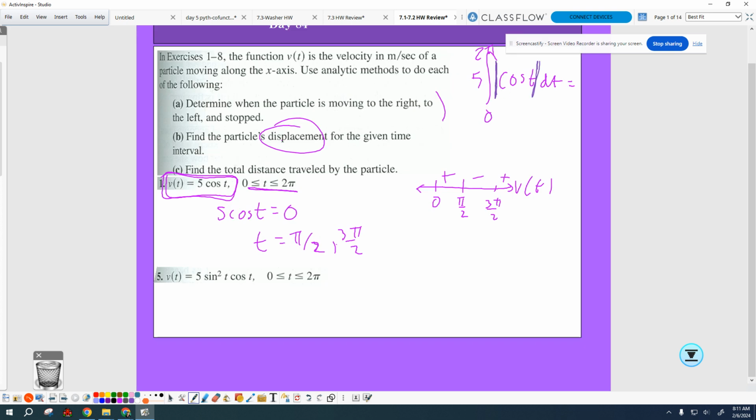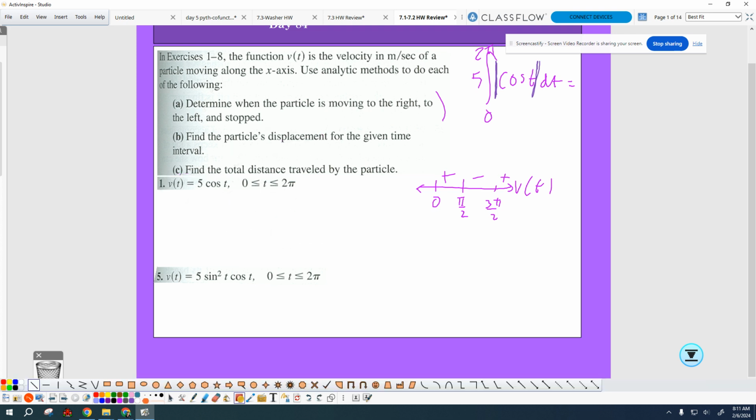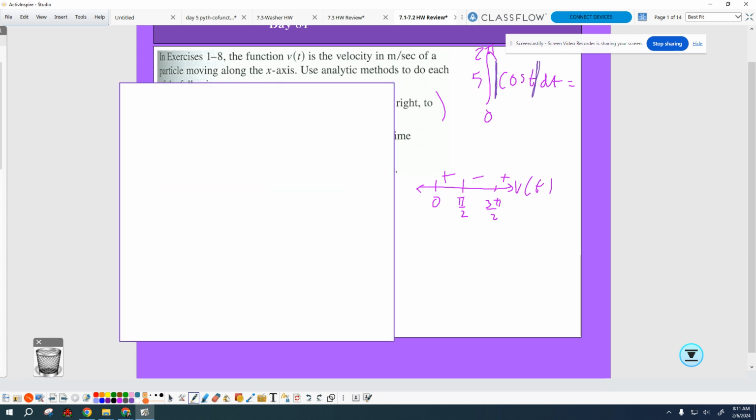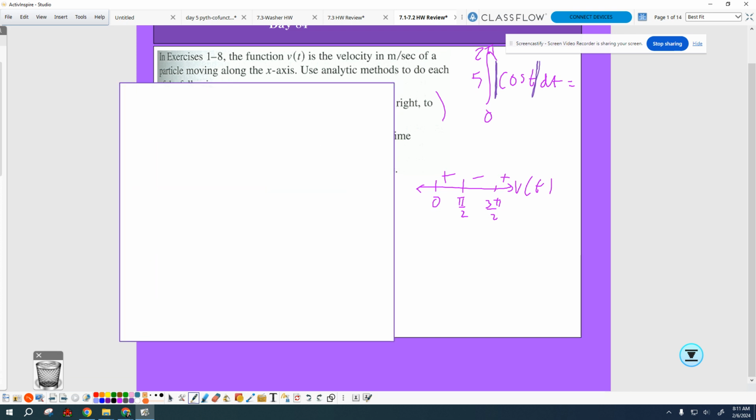Okay. There are choices. In the land of set up but do not evaluate, which is often what happens on a non-calculator portion, how would you do this? What were you going to say? I would integrate from 0 to pi over 2, and then integrate from pi over 2 to 3 pi over 2, and integrate again from 3 pi over 2 to 2 pi. So Sophie said much the same.